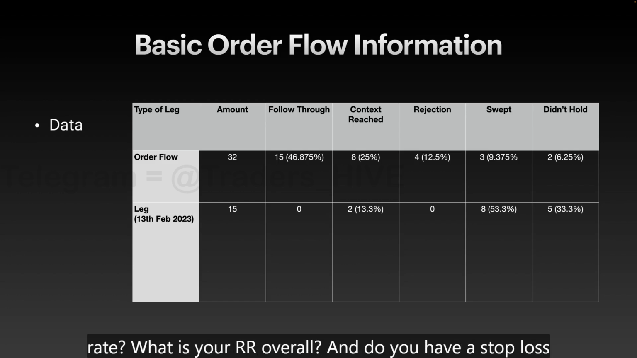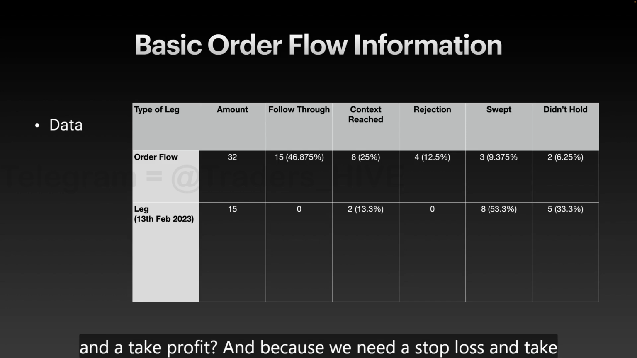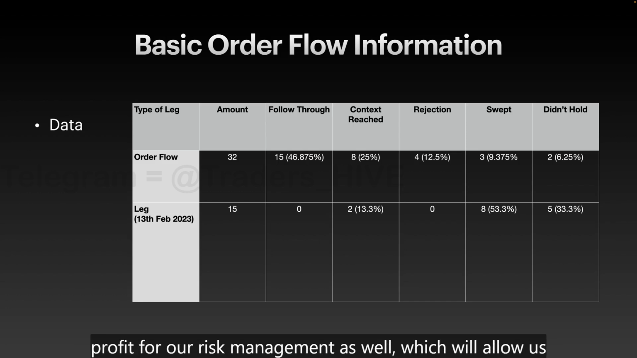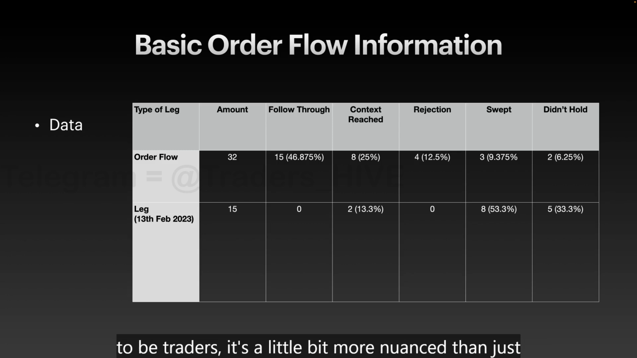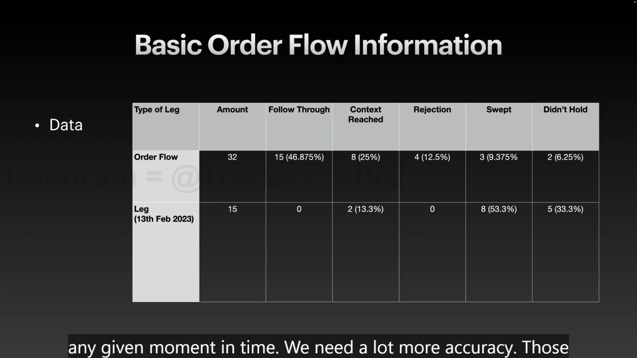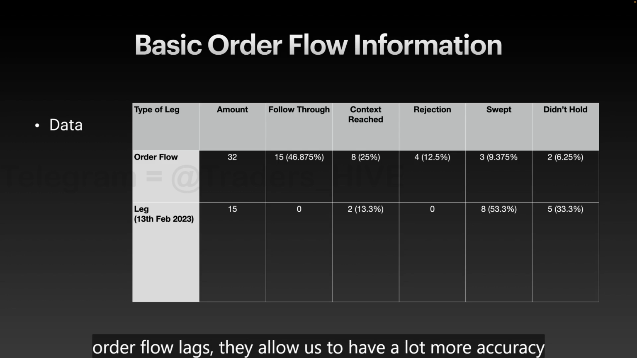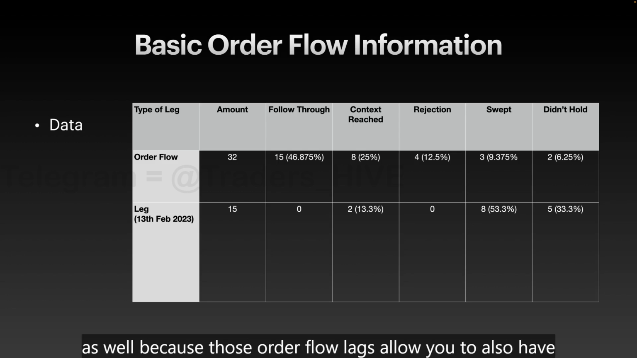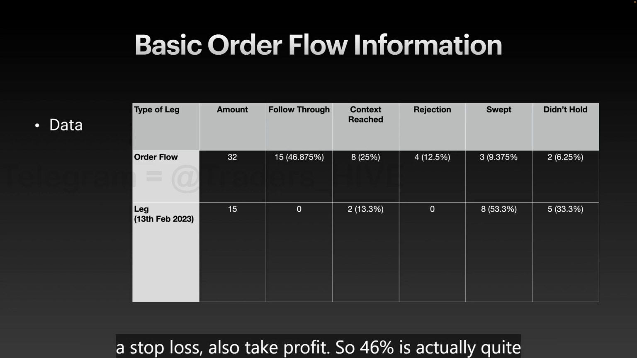What is your win rate? What is your RR overall? And do you have a stop loss and a take profit? Because we need a stop loss and take profit for our risk management as well, which will allow us to be traders, it's a little bit more nuanced than just buying or selling. So it's not 50% actually the market at any given moment in time. We need a lot more accuracy. Those order flow lags allow us to have a lot more accuracy as well, because those order flow lags allow you to also have a stop loss, also a take profit. So 46% is actually quite good.